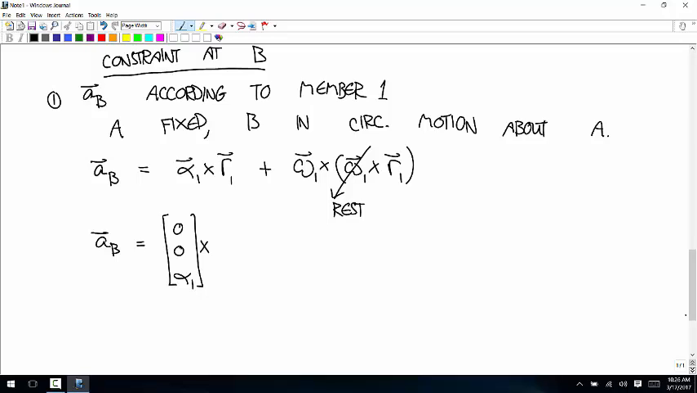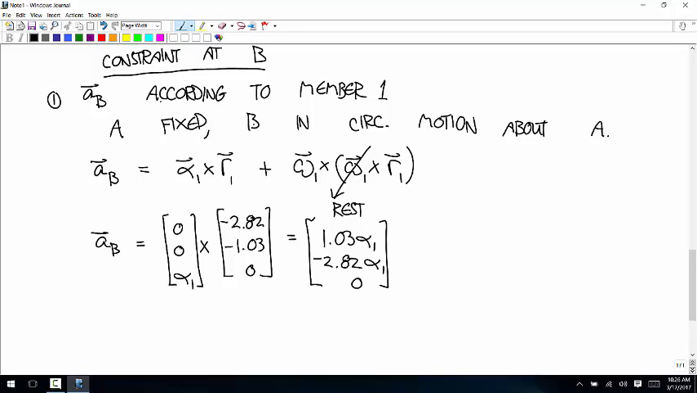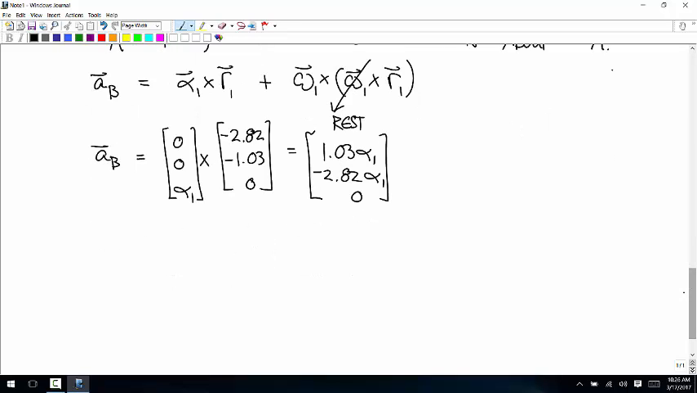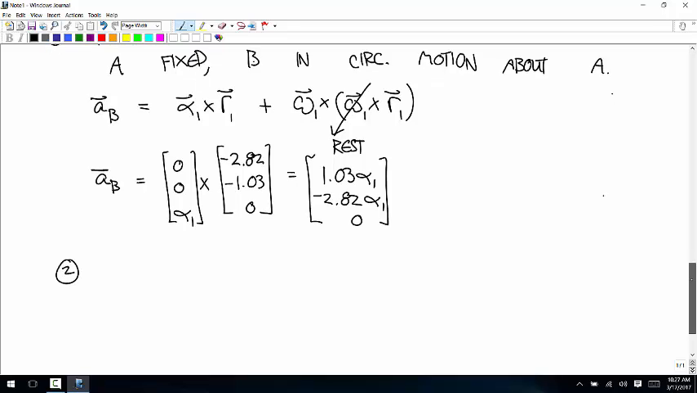is negative 2.82, negative 1.03. And so you get 1.03 alpha 1, negative 2.82 alpha 1, 0. So that's the acceleration of B according to member 1. Okay. And now we're going to calculate the acceleration according to member 2.